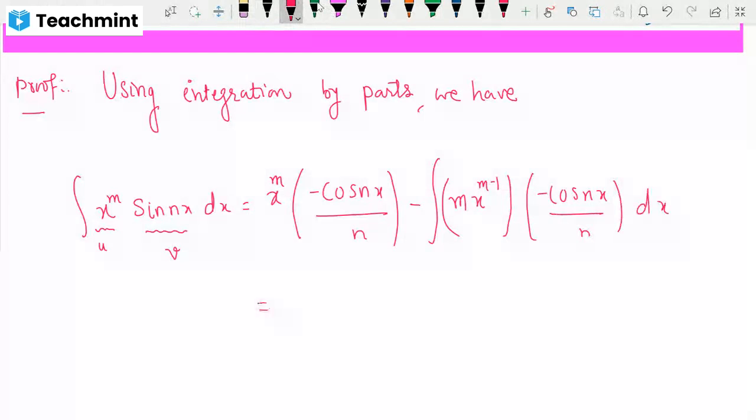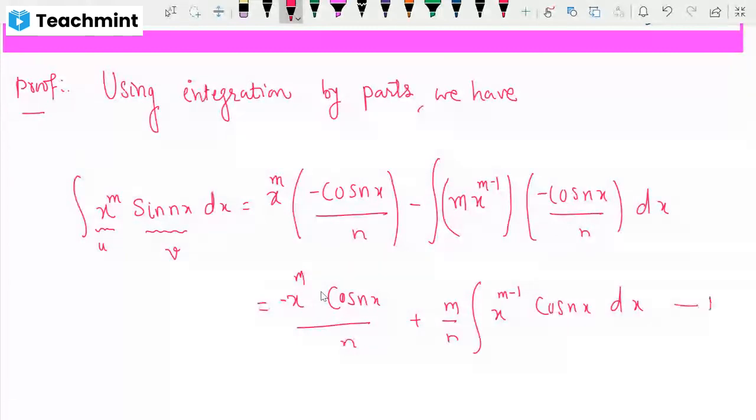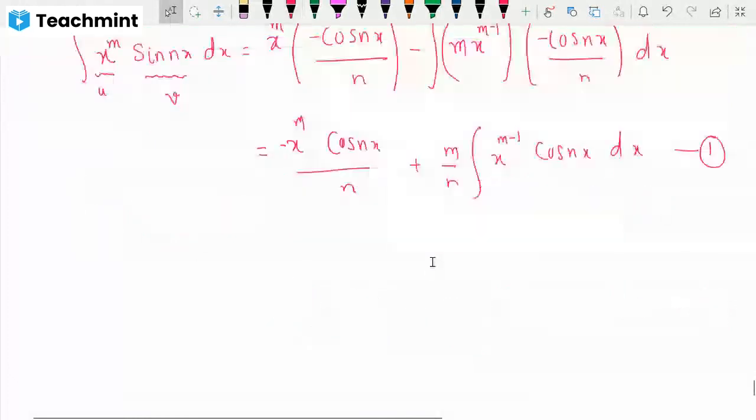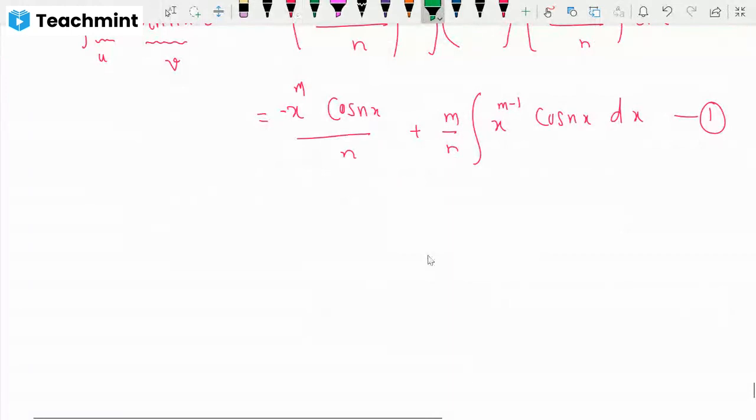First, you can simplify it a little bit, and it will be minus x raised to m cos nx divided by n, and this minus becomes plus, and you can take this m upon n outside of the integration. That is m upon n integration of x raised to m minus 1 into cos nx dx. Is it okay? You can call this integration 1. Next, I should find the value of this integration.